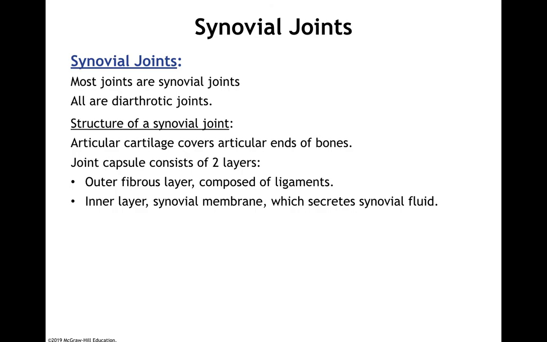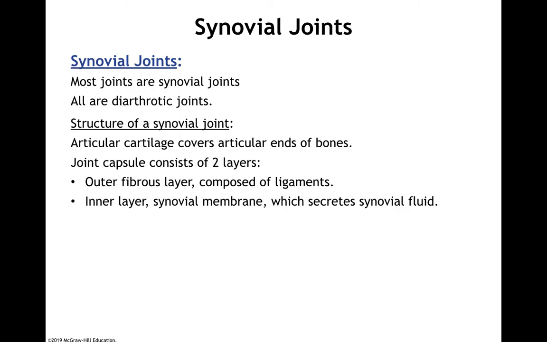Synovial joints, most of our joints are synovial joints, and these are all diarthrotic joints, meaning they are freely movable, but they are freely movable within the confines of the geometry of the articulation. In a synovial joint, articular cartilage is going to cover the articulating ends of the bones that come together or nearly come together. There is a joint capsule associated with a synovial joint.